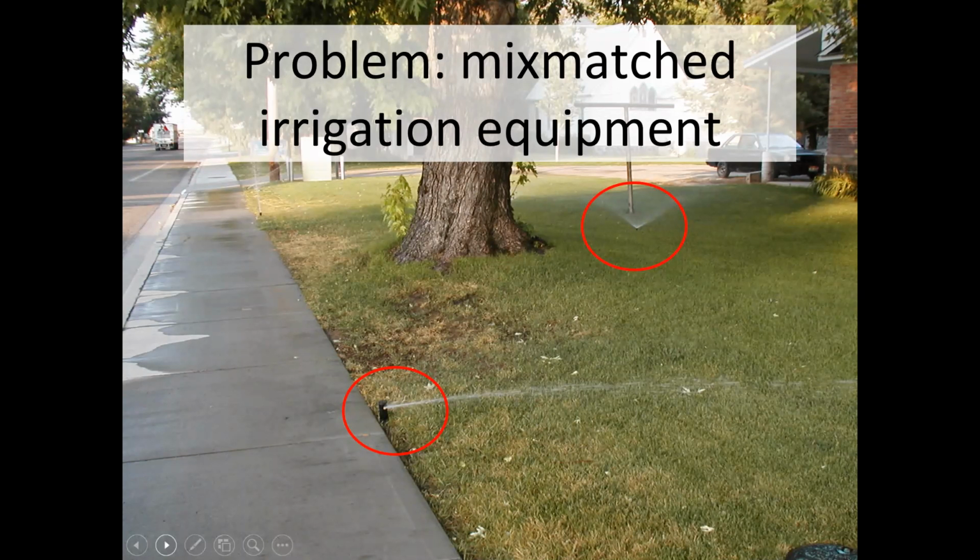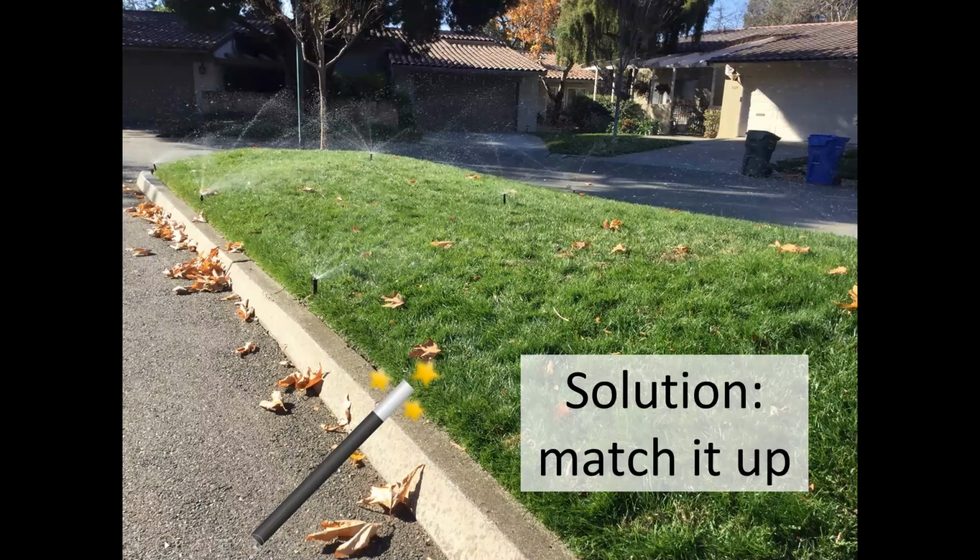So the solution would be to match it up, to have that irrigation zone on the same equipment with the same emitters, so that you're not having pressure competition or areas that are being over or underwatered by the design.